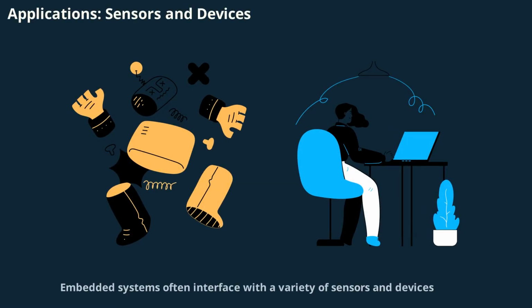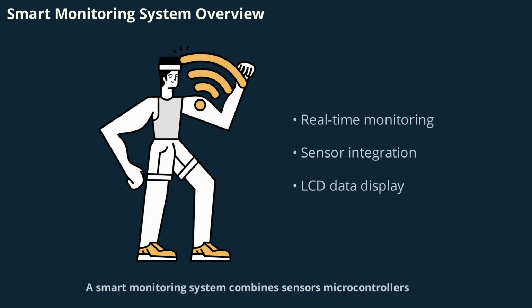Embedded systems often interface with a variety of sensors and devices. These include temperature sensors, light sensors, and actuators like motors or relays. By integrating these components, microcontrollers can monitor environmental conditions, automate processes, and provide real-time feedback. Understanding how to connect and program these devices is crucial for building practical embedded solutions. A smart monitoring system combines sensors, microcontrollers, and communication protocols to collect and analyze data.